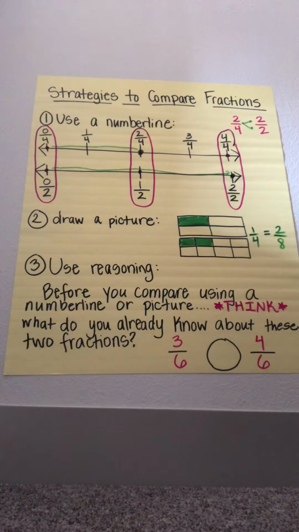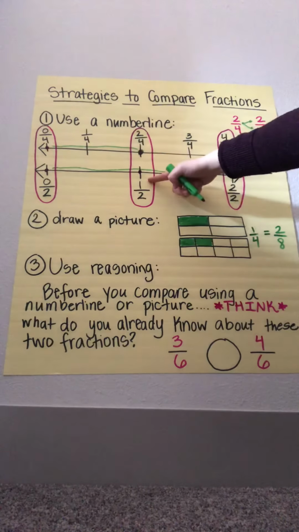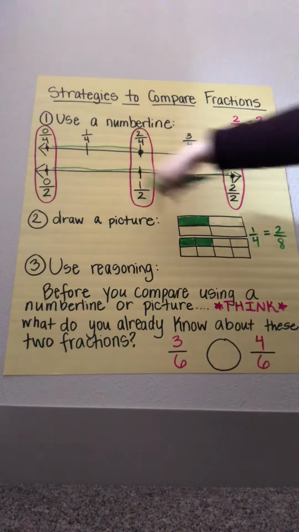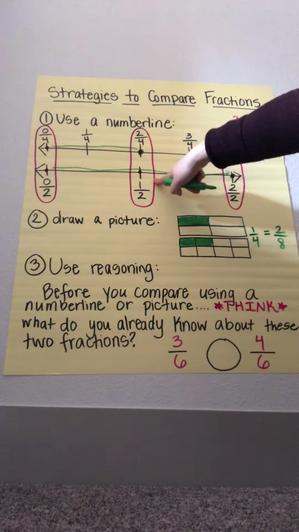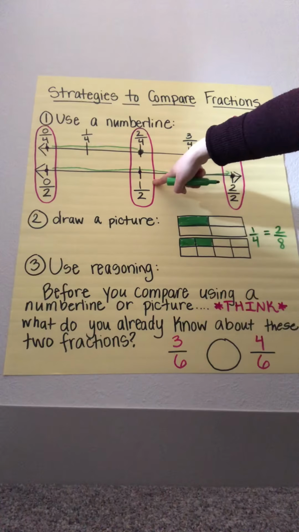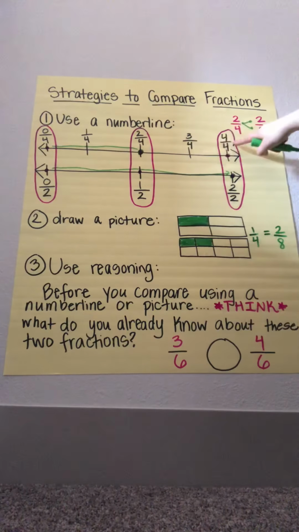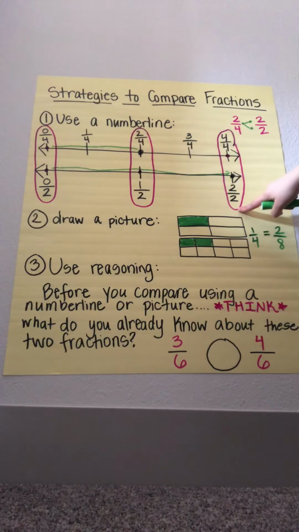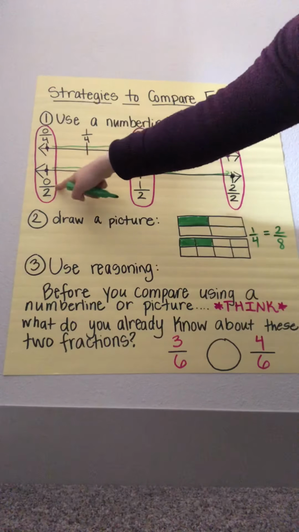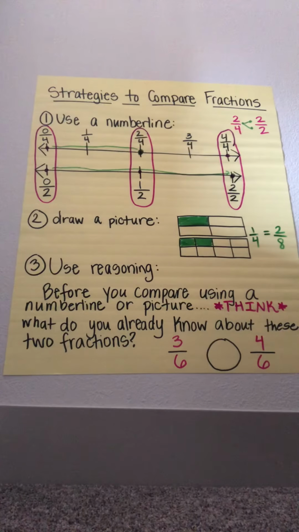Why would Mrs. Hutchins circle these 2 numbers, these 2 numbers, and these 2 numbers? Think first. Why did I circle those? Yes, you are correct. I circled them because these are called equivalent fractions. 2/4 is equal to 1/2. 4/4 is equal to 2/2. They're both equal to 1. 0/4 and 0/2 are both equal to 0.